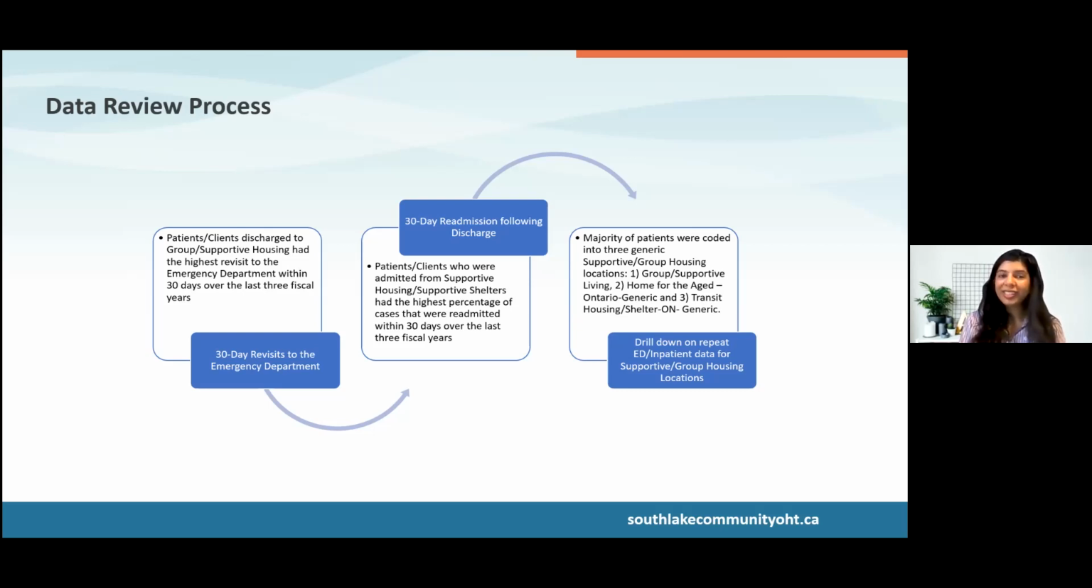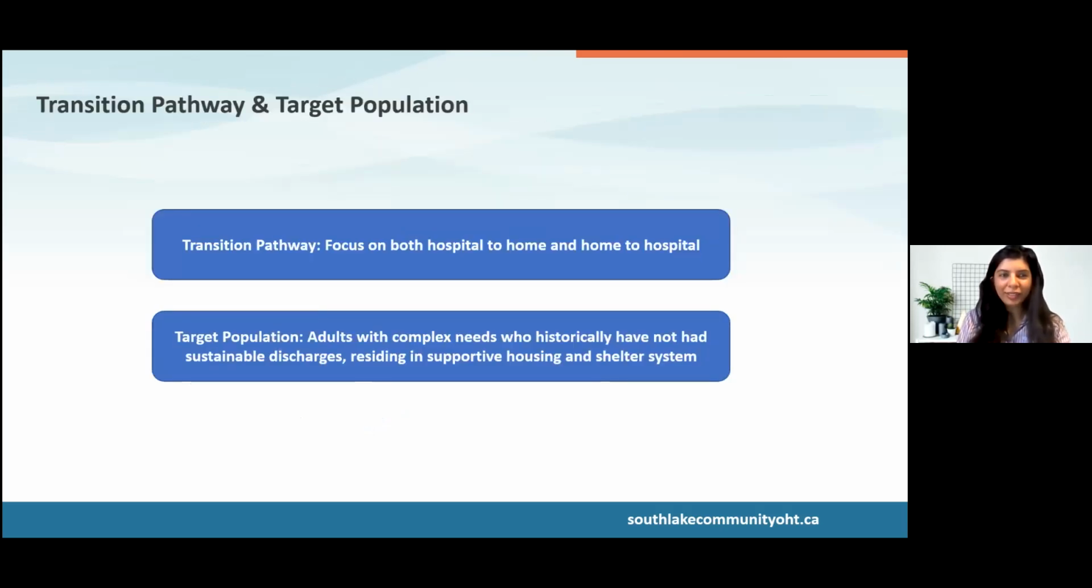We then revisited the data to see if we could really narrow down and find the specific sites where a lot of those transitions and ED visits and readmissions were occurring. But unfortunately, the coding in the data is quite generic, and we weren't really able to pinpoint a lot of the specific sites where we could examine those high ED visits and readmission rates. So if I go to the next slide, thank you.